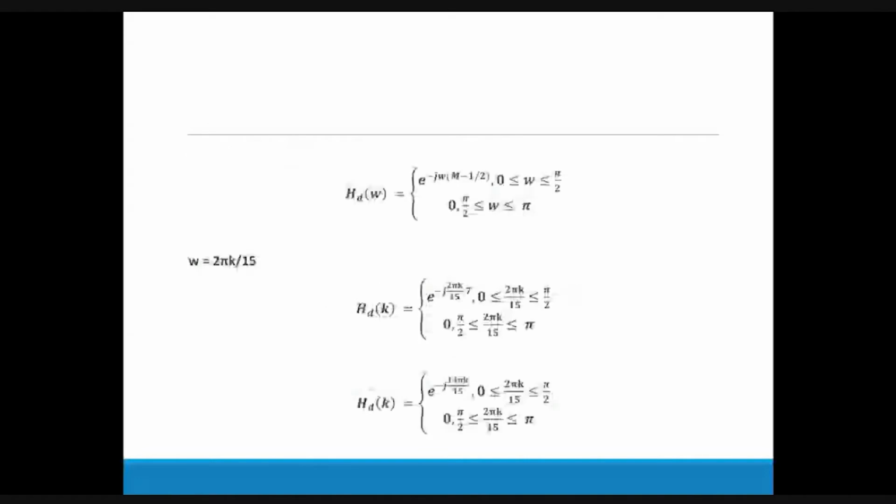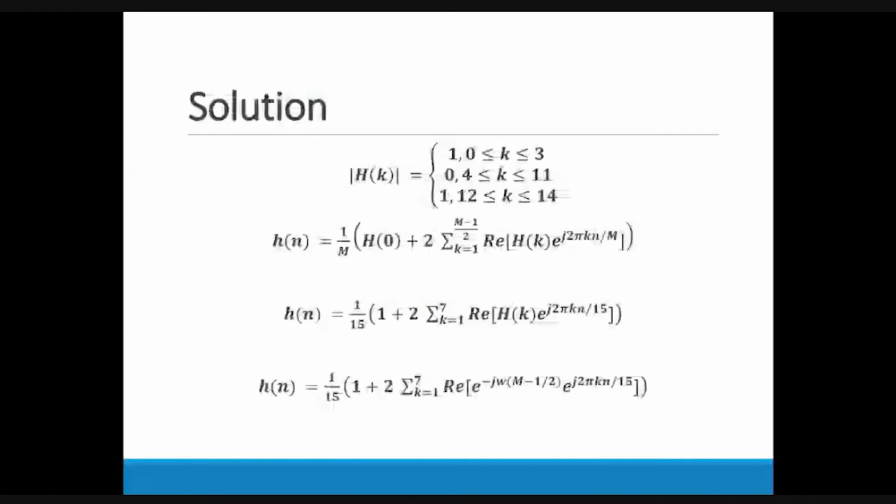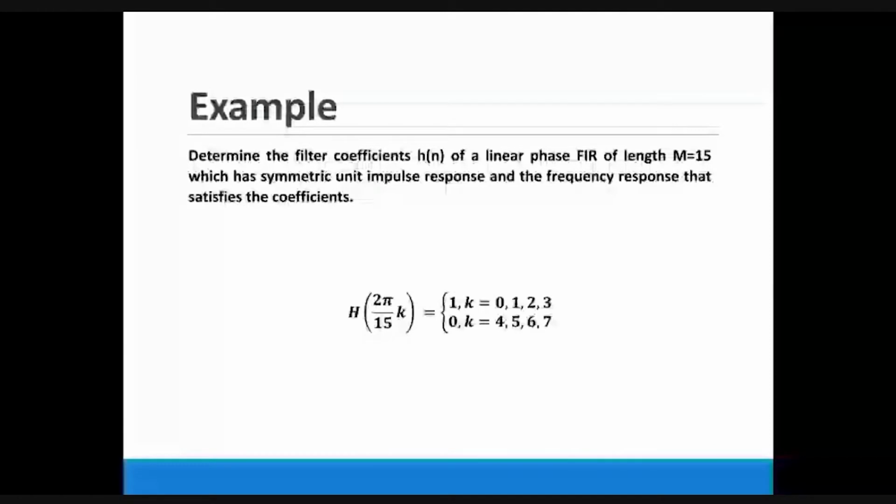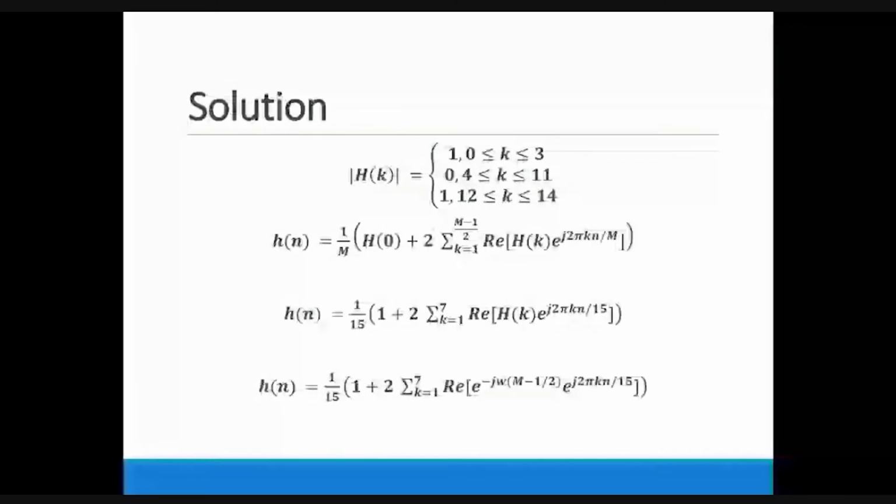Just a second, let me show you this here. This is the first statement: H of 2 pi k by 15 is equal to 1 for the value of k 0 to 3 and 0 for 4 to 7. And from this we have derived this. With the help of symmetricity we can write mod of h of k, that is 1 for 0 to 3, 0 for 4 to 11, and 1 for 12 to 14. So that we have written. But now, as we have seen, the main values are mod of h of k equal to 1 for 0 to 3. The remaining values we can calculate with the help of symmetricity.